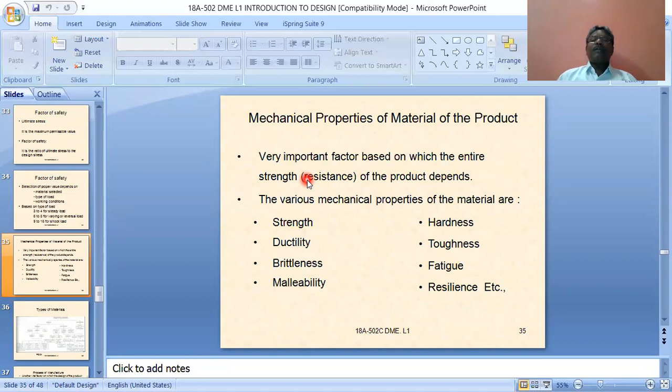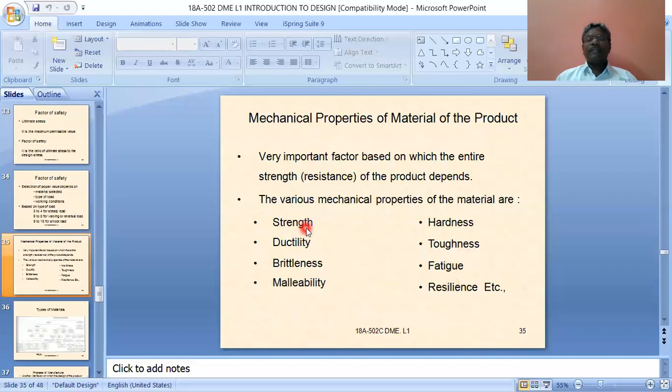In the selection of material, mechanical properties are one of the most important parameters or factors, based on which the entire strength of the product depends. So the various mechanical properties of materials are: number one, strength, ductility, brittleness, malleability, hardness, toughness, fatigue, and resilience.